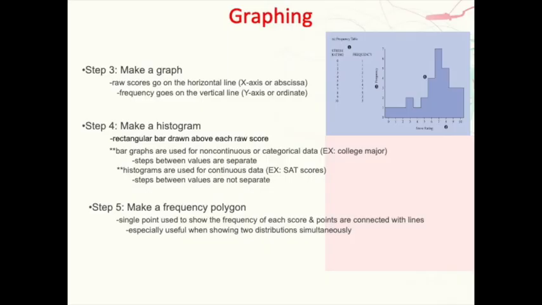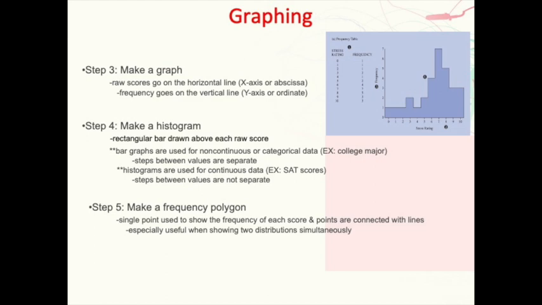So step 4 is to make a histogram, and a histogram is shown here on your screen on this slide. A histogram has a rectangular bar drawn above each raw score. What makes a histogram different from a bar graph is that a bar graph is used for a different type of data. The type of data that we're using on a histogram is continuous data, which are numbers that kind of continue on forever, is how I like to think of them. So just 0, 1, 2, 3.